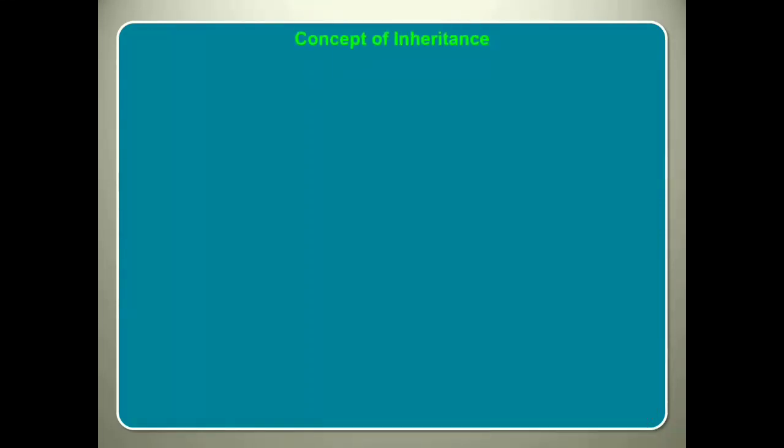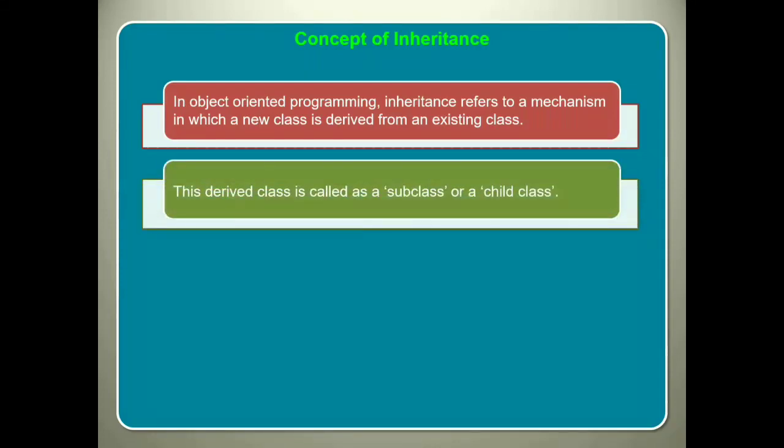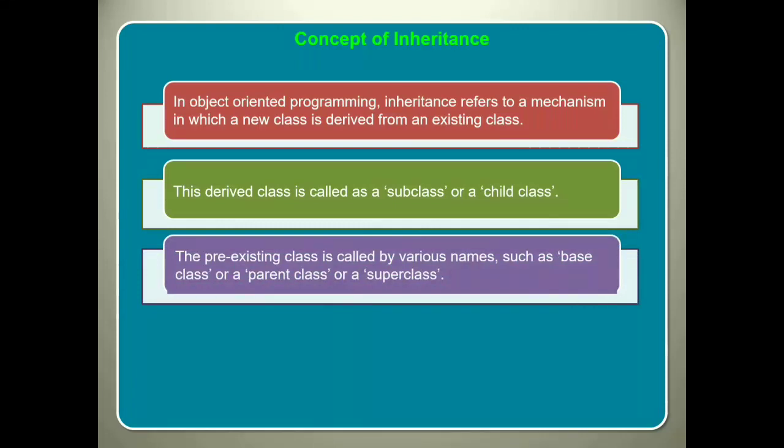In this module, we shall learn about the concept of inheritance in Python. In object-oriented programming, inheritance refers to a mechanism in which a new class is derived from an existing class. This derived class is called a subclass or a child class. The pre-existing class is known by various names such as base class, parent class, or superclass.